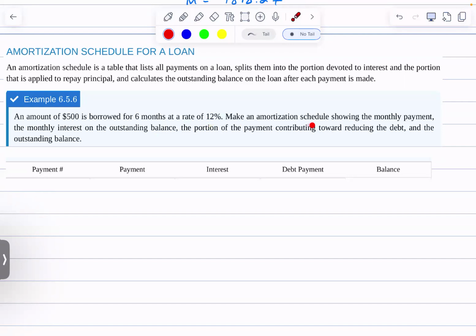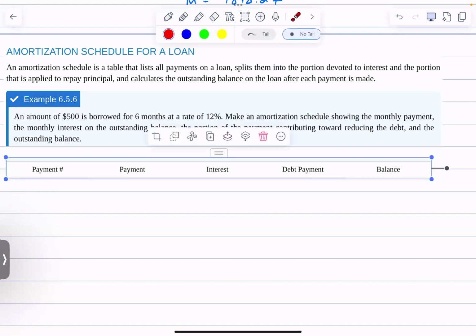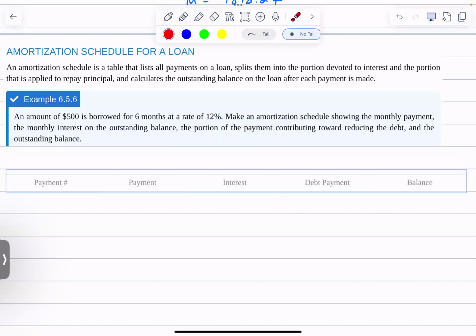We're going to make an amortization schedule showing the monthly payment, the monthly interest on the outstanding balance, the portion of the payment contributing towards reducing the debt, and the outstanding balance. We usually also list the payment number, just to make sure that you've got all the payments that you need to list. A typical amortization schedule has all these columns.